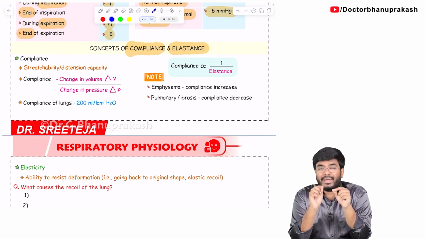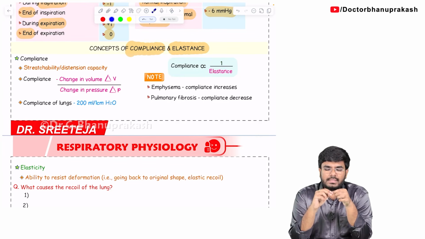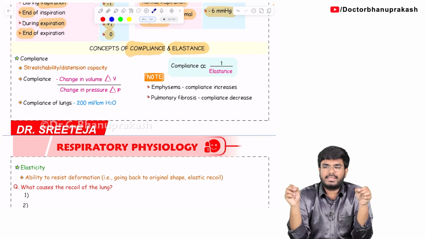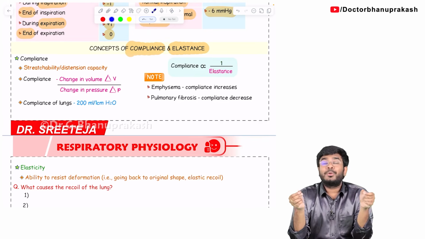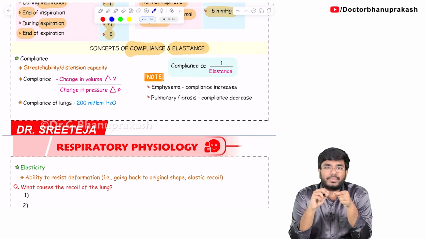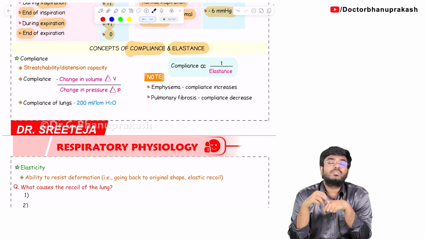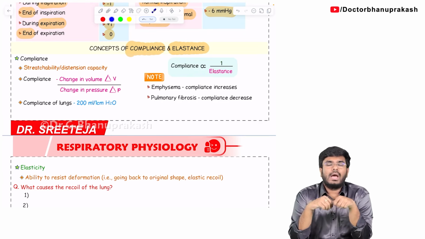Imagine there is a rubber band in my hand. Most of the students, what will they say? They will say, sir, when I am stretching a rubber band, this is the elastic property. No, when I am stretching something, if a substance is getting easily stretched, that property is called compliance.